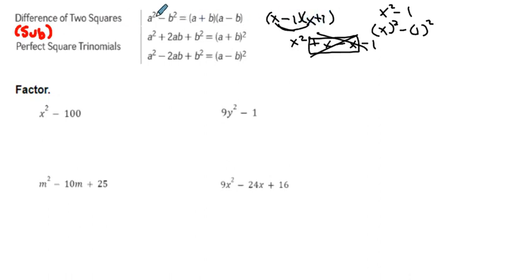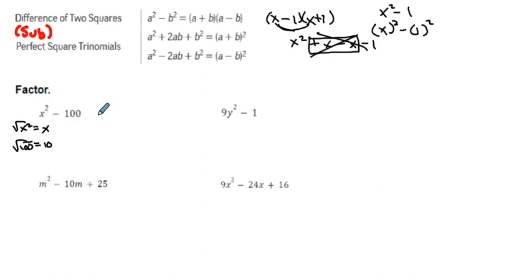Basically, all you have to do is take the square root of this, the square root of this, and put them in a plus and a minus, and you're good. So let's look at a couple of those. This first one says factor x squared minus 100. This is a difference of two squares. The square root of x squared is x, and the square root of 100 is 10.